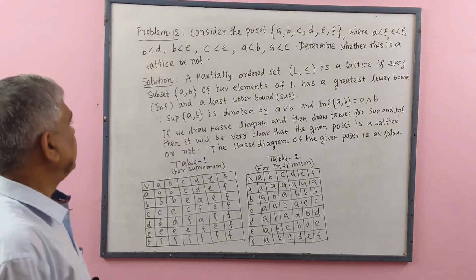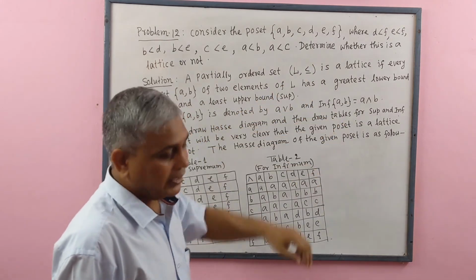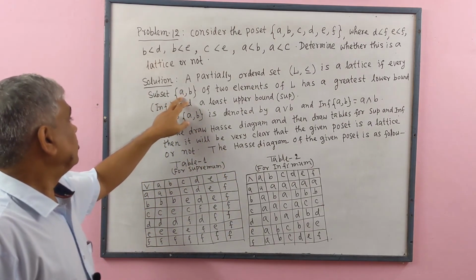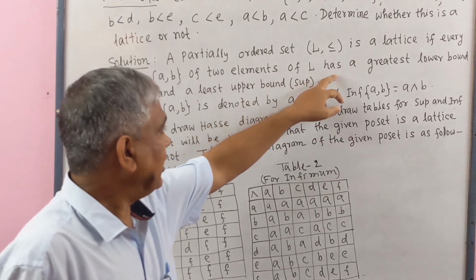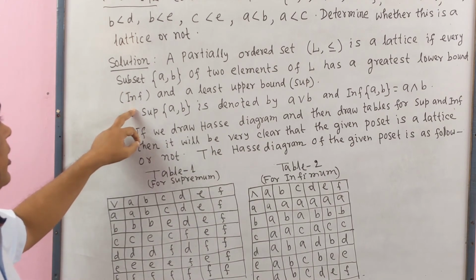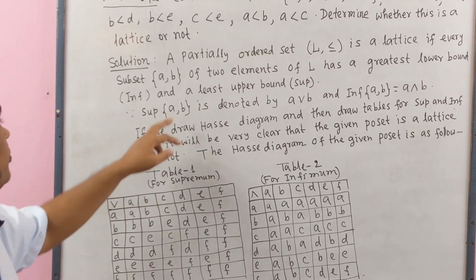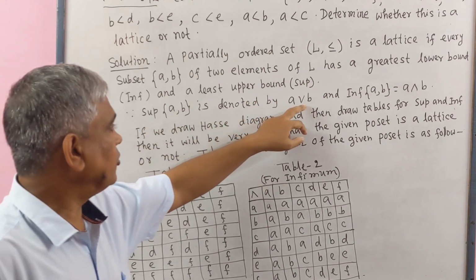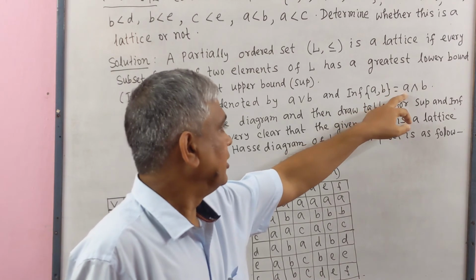Now we solve this. A partially ordered set L with partial order relation is a lattice if any two elements A and B of L have a greatest lower bound, that is called the infimum, and a least upper bound, that is called the supremum. The supremum of the set containing elements A and B is denoted by A join B, and the infimum of the set containing elements A and B is A meet B.